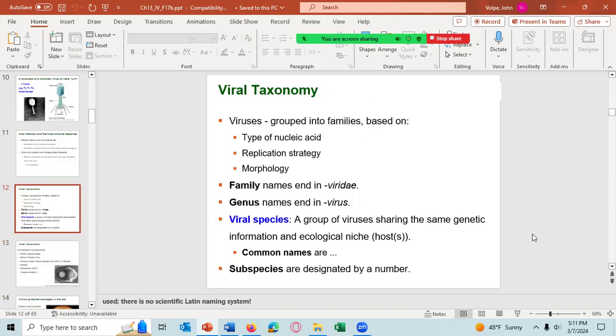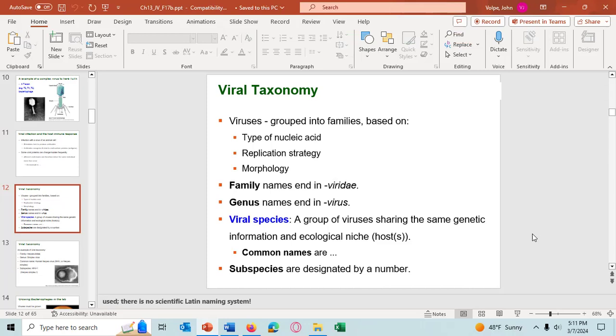When we're talking about viruses, it's important to talk about viral taxonomy. Viruses are grouped into families based on the type of nucleic acid, the replication strategy, and their morphology.